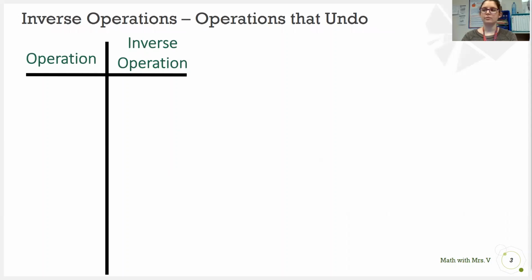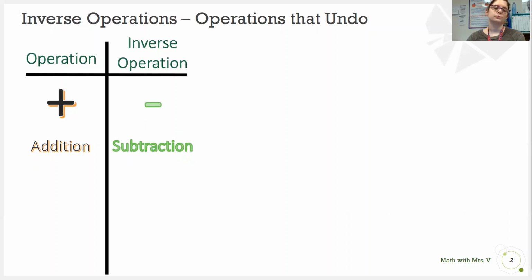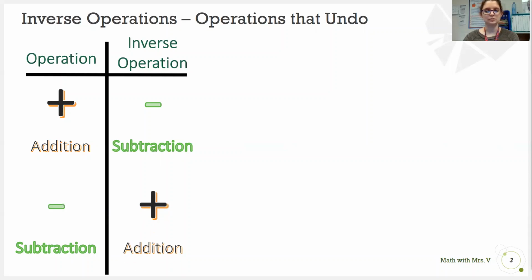So we have what are called inverse operations. They're operations that undo each other. So our first operation we want to look at is addition, and we would undo addition with subtraction. So if I was saying x plus 2, I would undo my adding 2 by subtracting 2. On the flip side, if you have an operation of subtraction, we would undo that with addition.